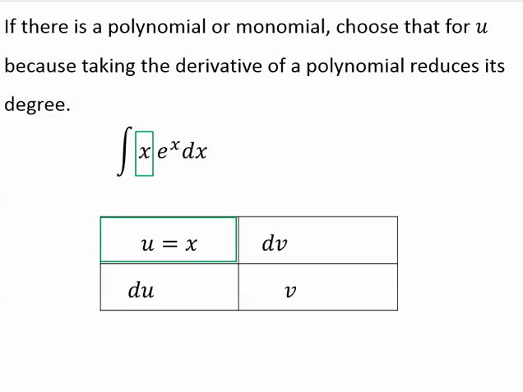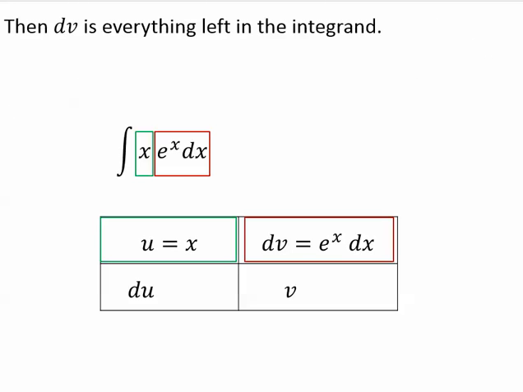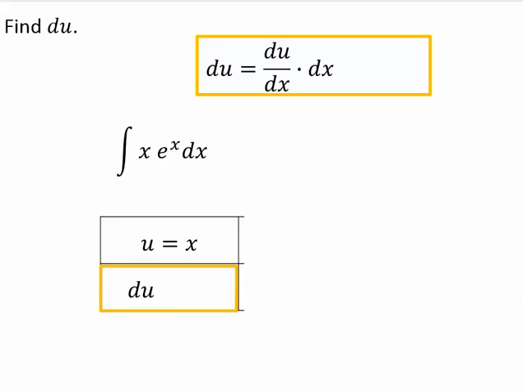So I'm going to choose u equals x. Once you've chosen u, dv is everything left over. So if u equals x, then dv has to be e to the x dx. All right, we've chosen u. dv is everything left over. The next thing we're going to do is find du. Now du is just the derivative of u times dx. The derivative of u in this case is equal to 1. So du is just dx.